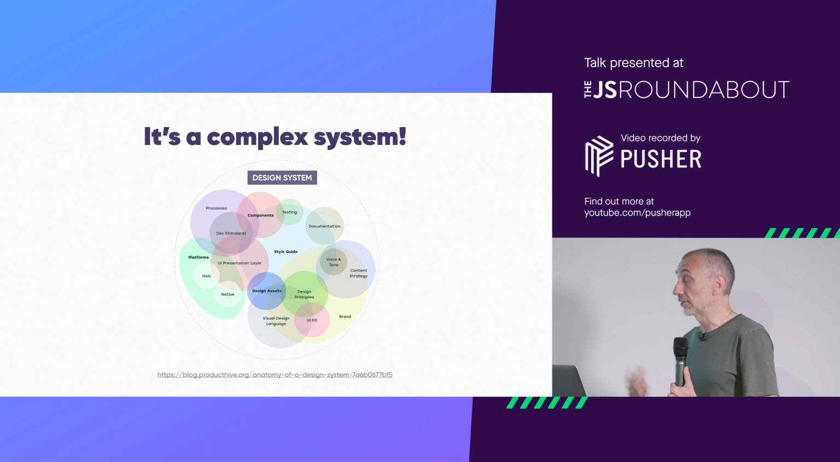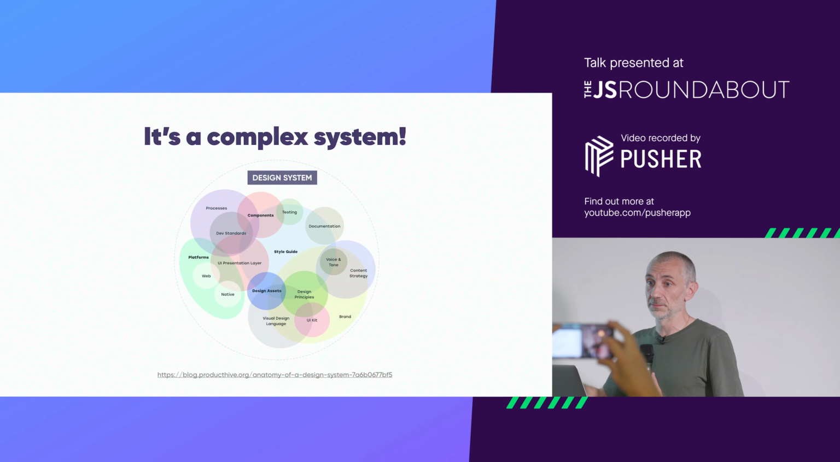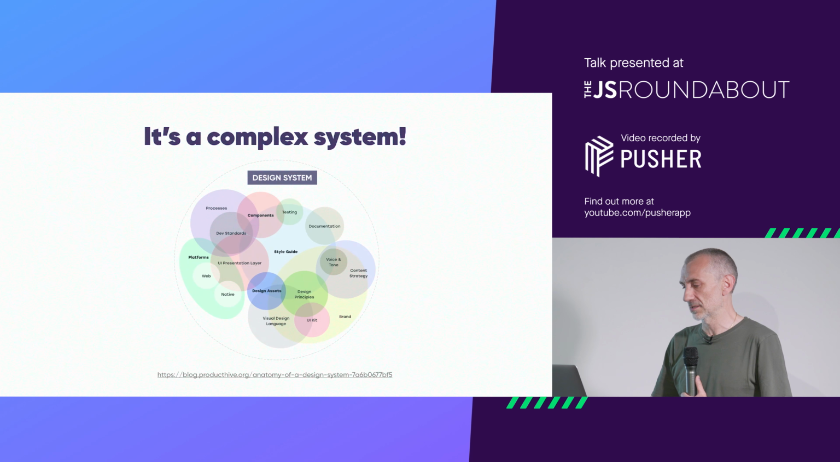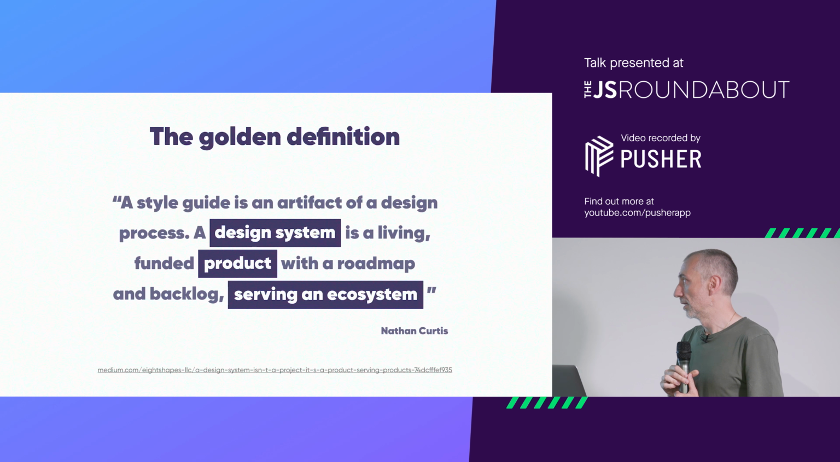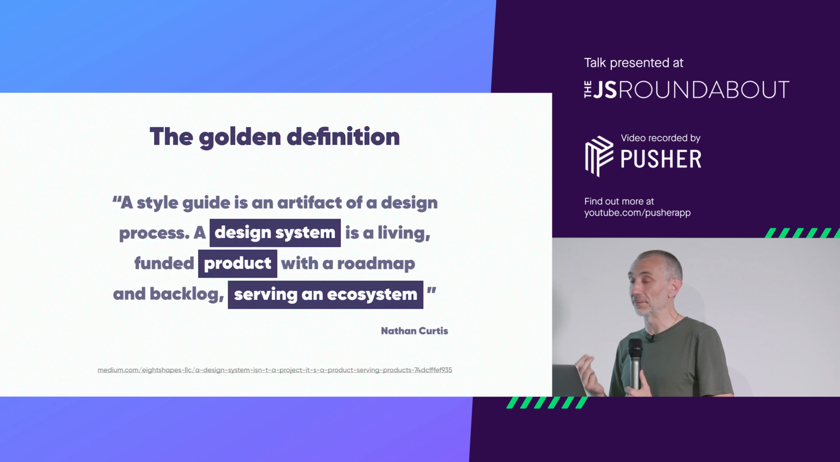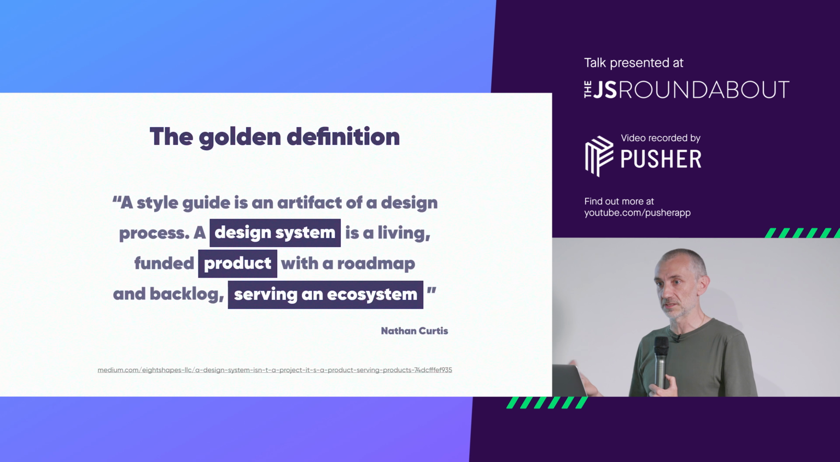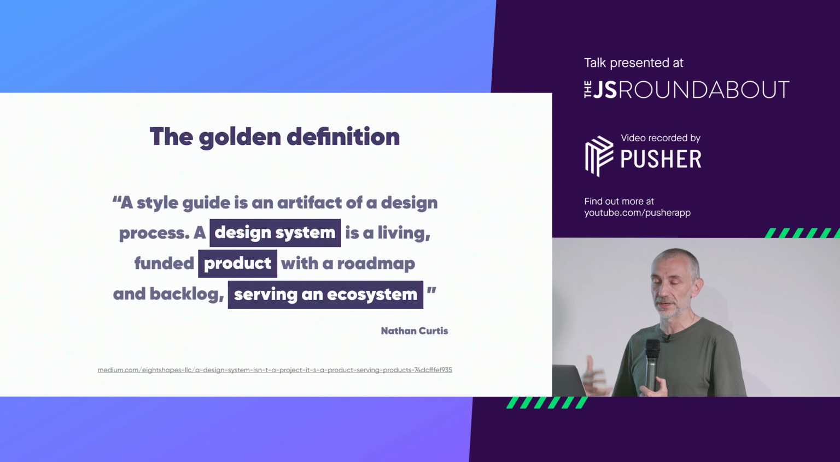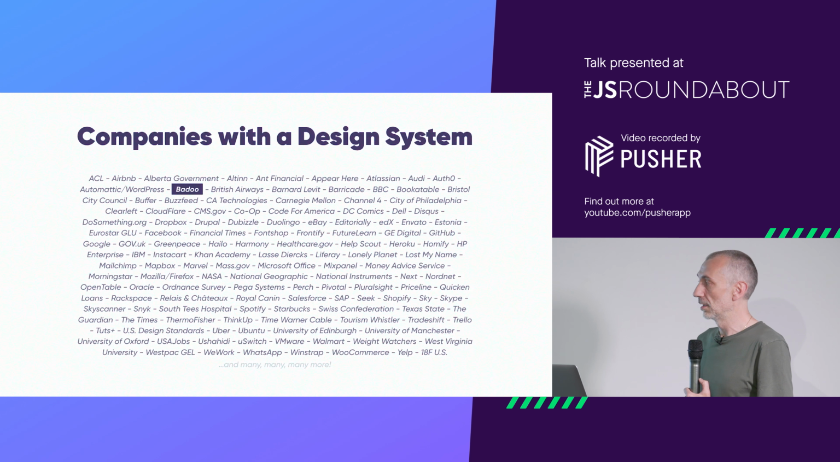Cool? Actually, no, it's even more complex because this involves documentation, content strategy, brand, design principles, and so on. So it's a very complex system. And this is the classic golden definition of a design system by Nathan Curtis. What I want to stress is that a design system is a product, so this means also with a backlog, but it's not a product per se. It needs to serve something else, an ecosystem, which is the list of products, the company, and so on. We don't build design systems just for the sake of building design systems.